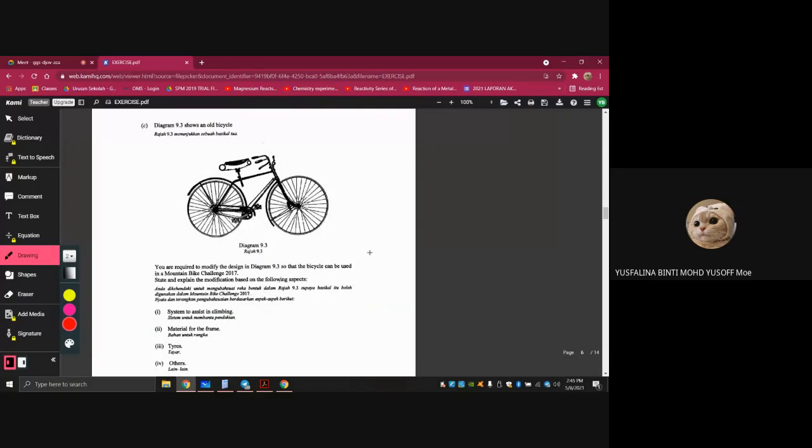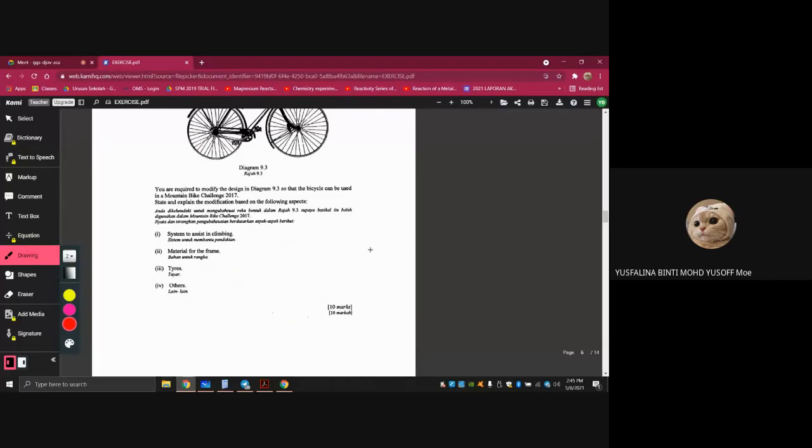For the C part, you have to modify, right? Diagram 9.3 shows an old bicycle. You are required to modify the design in diagram 9.3 so that the bicycle can be used in a mountain bike challenge 2017. State and explain the modification based on the following aspects. You are lucky for this one, starting from 2018, I think, we are not giving you this one anymore. So what you have to do, you have to think on your own. What can you do to modify the bicycle?